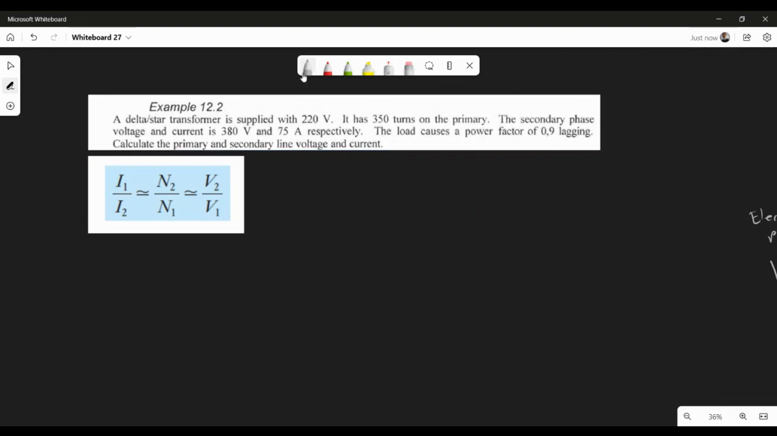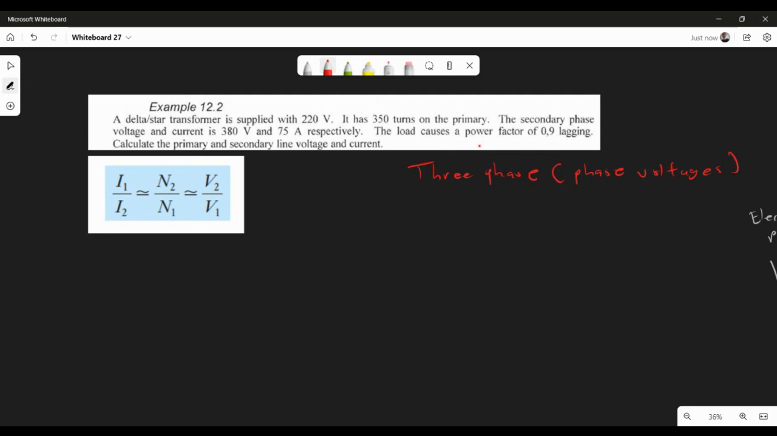So we're dealing with three phase, phase voltages and line voltages. Just be aware of that in this case. Secondary phase voltage and current is 380 and 75 amps. The load causes a power factor of 0.9. And what I'd like to know is to calculate the primary and secondary line voltage and current.